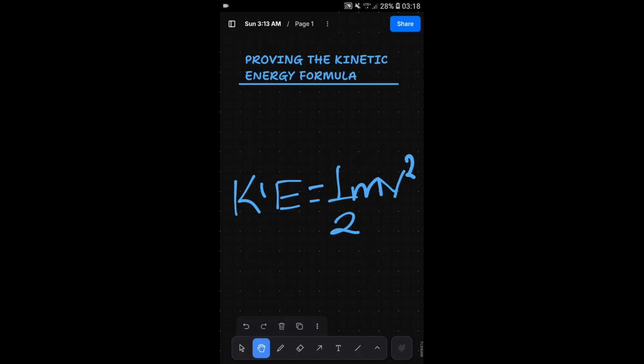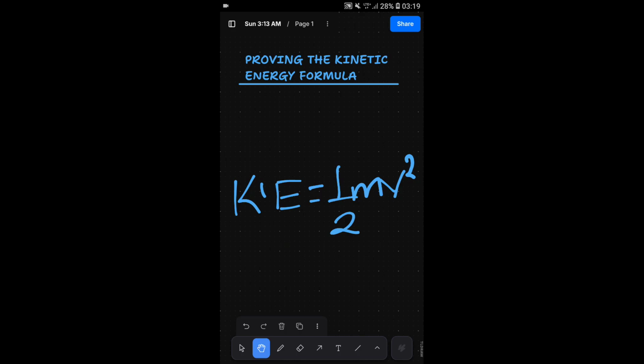Today we are going to be focusing on proving the kinetic energy formula. Now in science we all know the formula for calculating the kinetic energy of an object is given by KE equals ½mv², where m represents the mass of the object and v represents the velocity of the moving object. Okay, now because kinetic energy is an energy that an object possesses or has because it is moving.